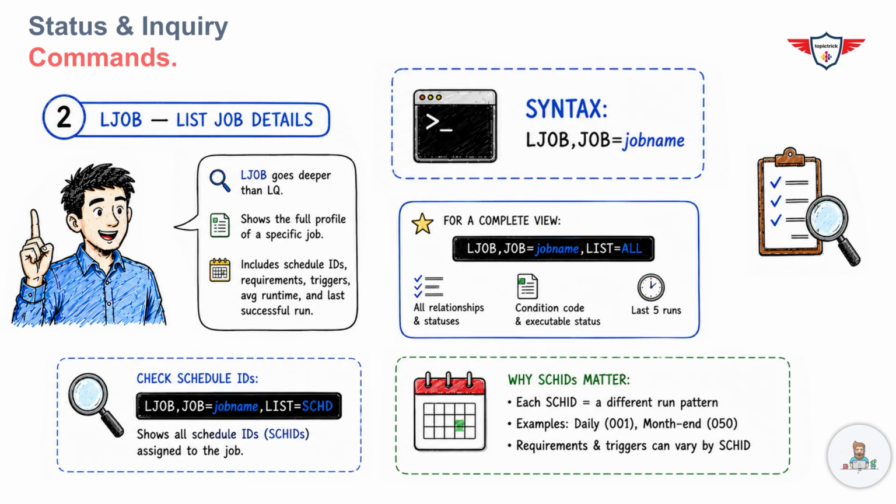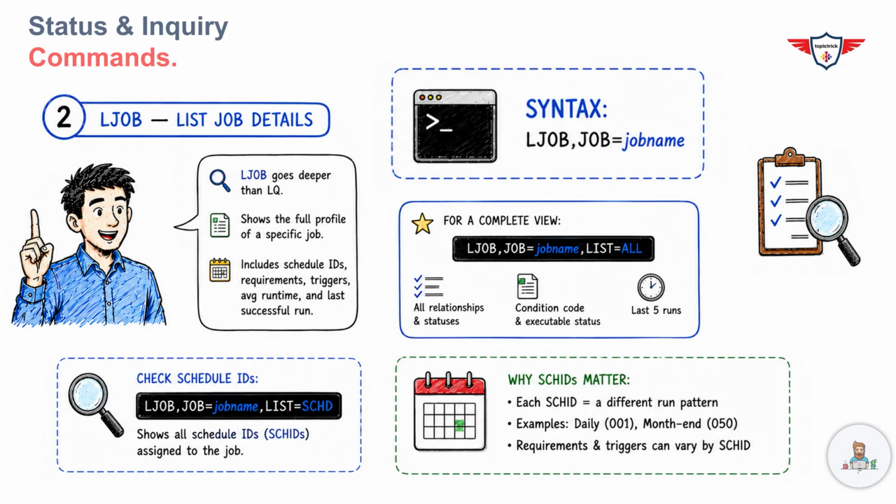Now, if you want to check how many schedule IDs are assigned to a job, you can use LJOB,JOB=jobname,LIST=SCHD. That means scheduled data request. It will tell CA7 to display the overall scheduling criteria for a job. It will show execution days, calendar ID, and start time. You need to remember that each schedule ID, or SCHID, represents a different run pattern for the same job. A job might run daily with schedule ID 001 and on month end with schedule ID 050.